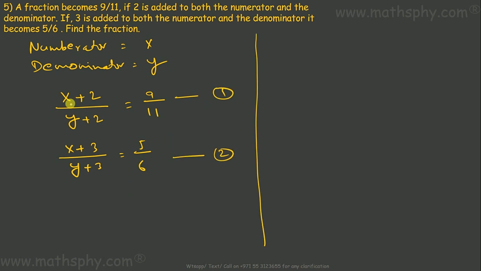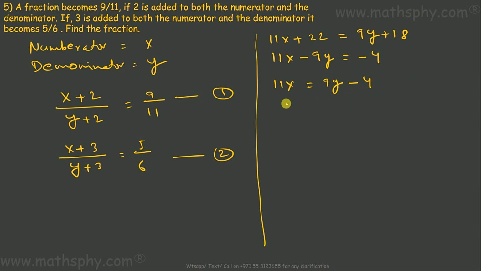This one would be x plus 2 multiplied with 11. This one y plus 2 multiplied with 9. So this will be 11x plus 22 equals to 9y plus 18. So 11x minus 9y equals to 18 minus 22. That's minus 4. I can write 11x is equal to 9y minus 4. This 9y goes this side, becomes positive. So I'm taking it first. 9y, negative 4.